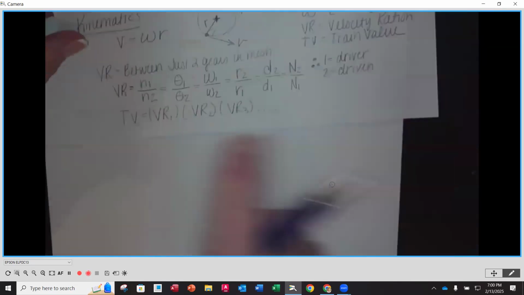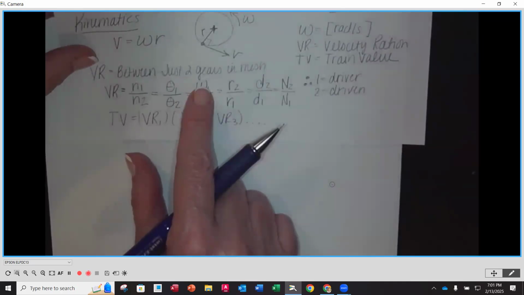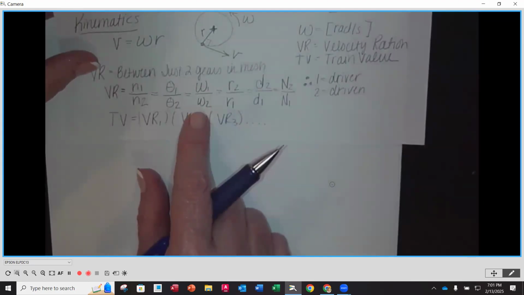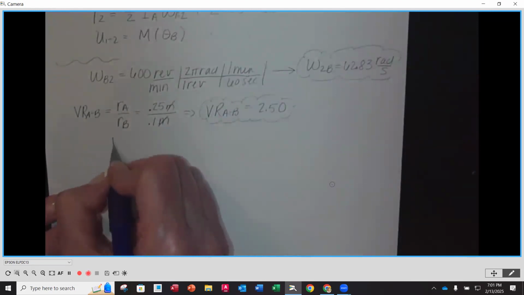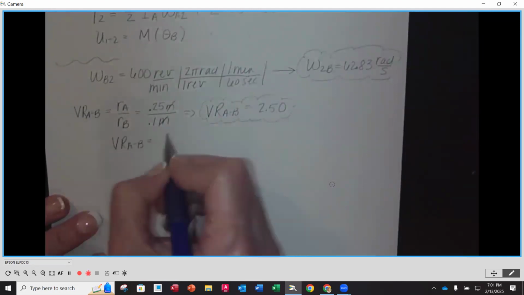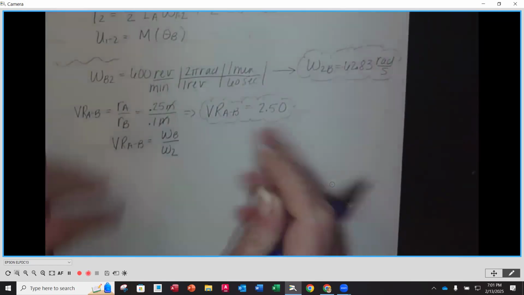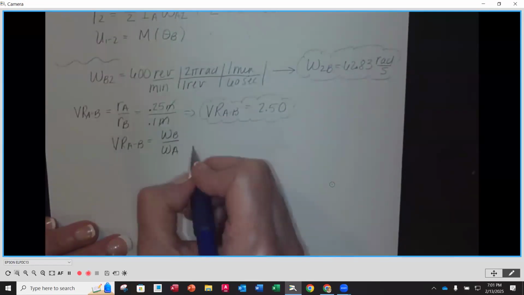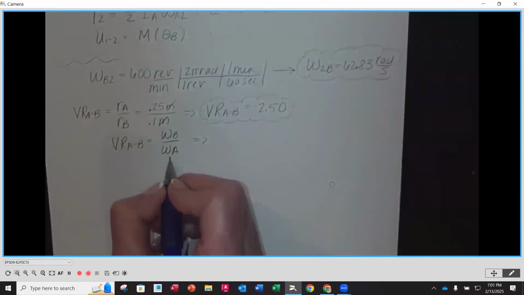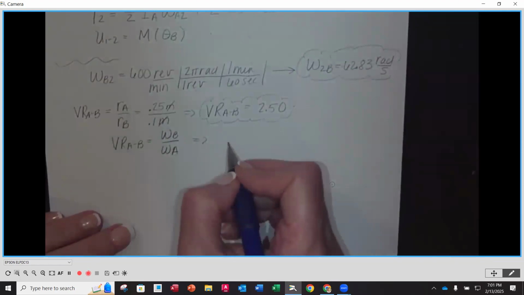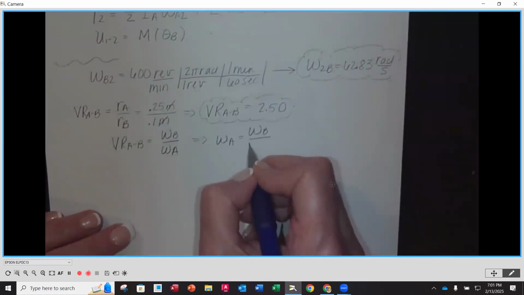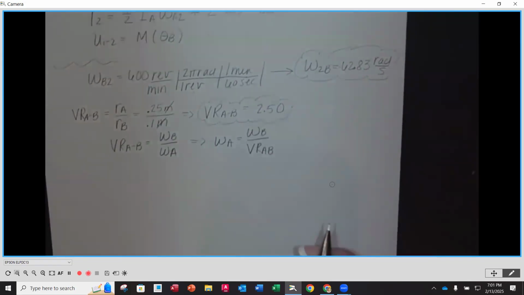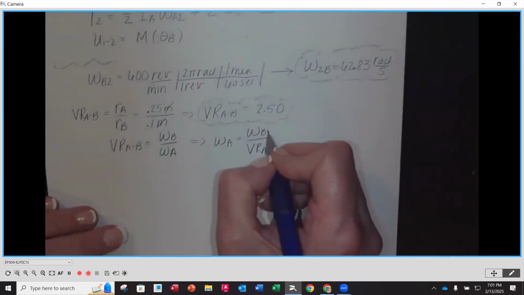Since we also know that the velocity ratio is equal to ω of the driver, which is ω_B, divided by ω_A, which is the driven, the velocity ratio A to B is ω_B divided by ω_A. If I rearrange that to solve for ω_A, ω_A is equal to ω_B divided by the velocity ratio of A to B. And when I say ω_B, I mean ω_B2.